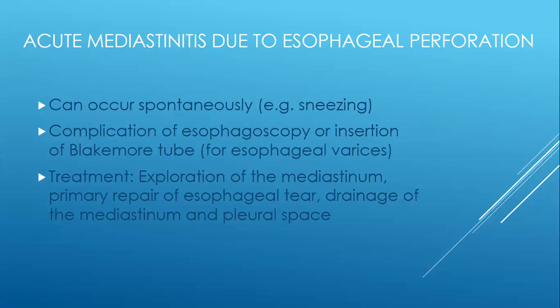So how do we treat patients having acute mediastinitis? So we need immediate surgical exploration of the mediastinum. So you have to open the sternum of the patient, explore the mediastinum, find the tear in your esophagus and repair that tear, as well as drain the mediastinum and the pleural space of that infected fluid or pus inside the mediastinum.